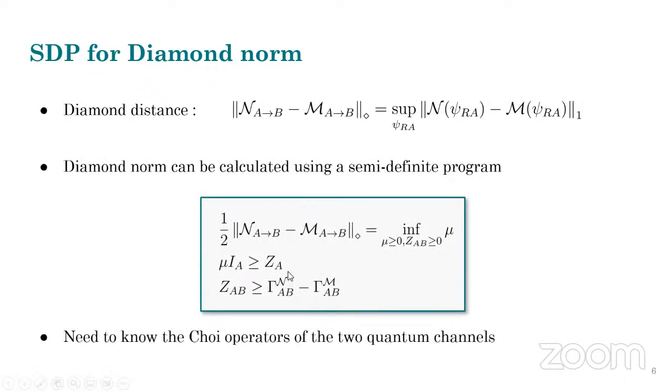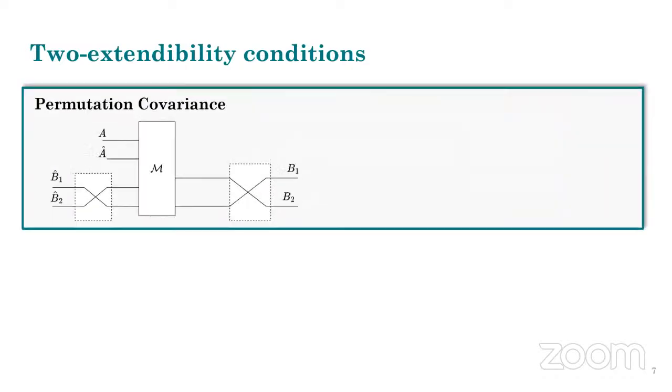And gamma N and gamma M are the Choi operators of the quantum channels. And you just need two different variables to optimize it. And so it is a semi-definite program that can be solved on a classical computer. So we want to add in two-extendability and PPT conditions. So it looks something like this.